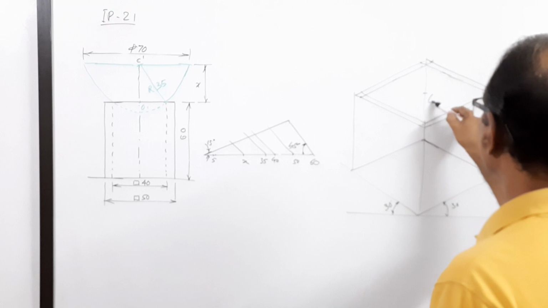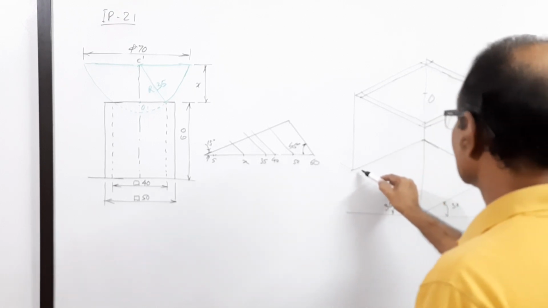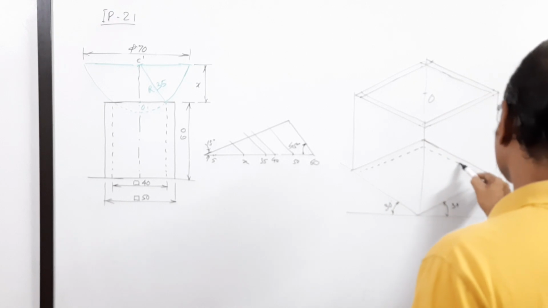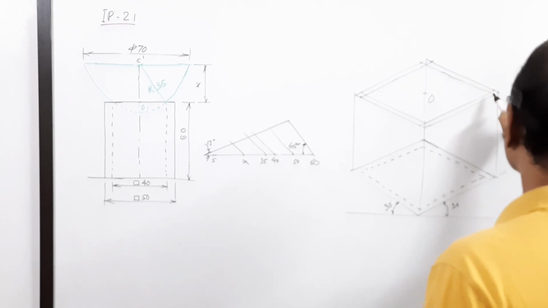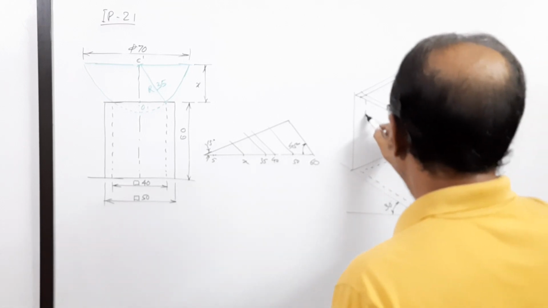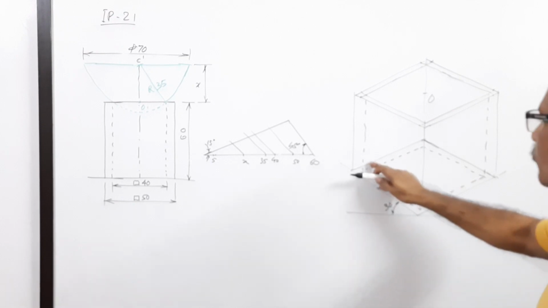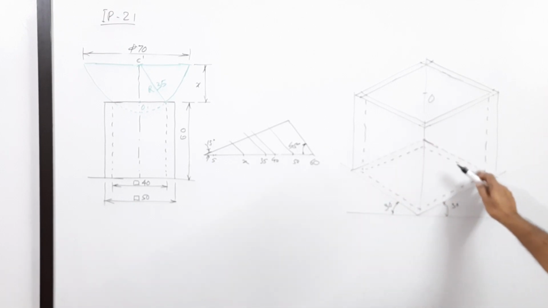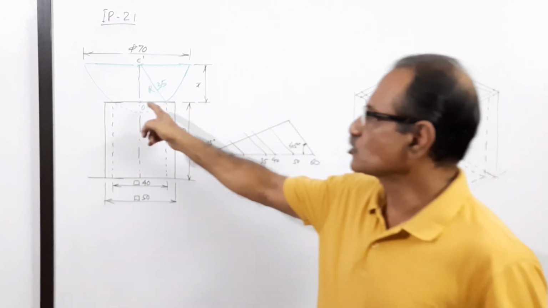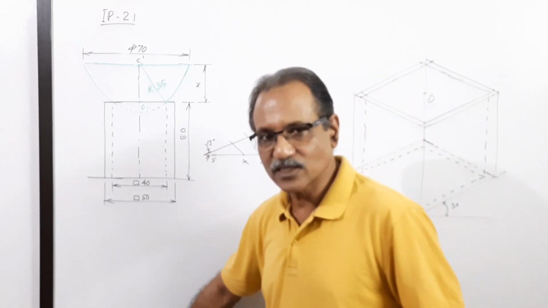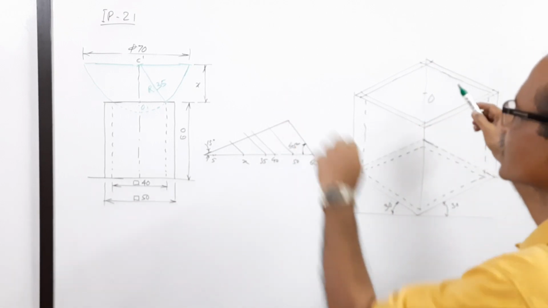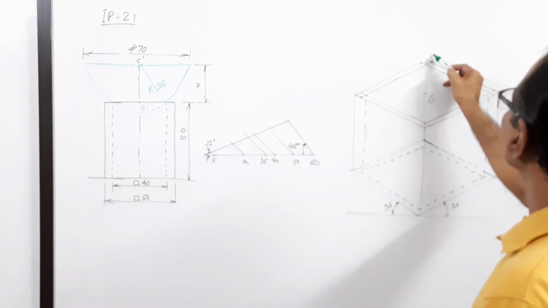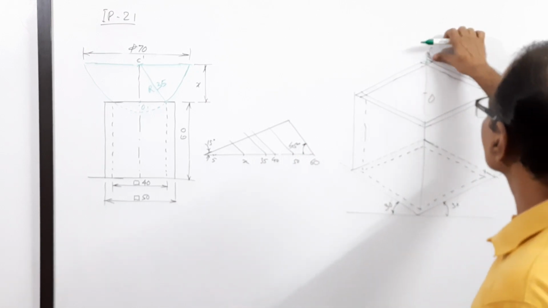Mark the center O. You can also mark by subtracting ISO 5. Hollow square prism. This is dotted. You have completed the hollow square prism. This is O. Where is C? C is ISO x above O. Measure ISO x. You will get C somewhere here.